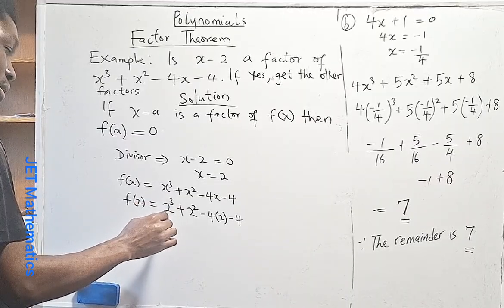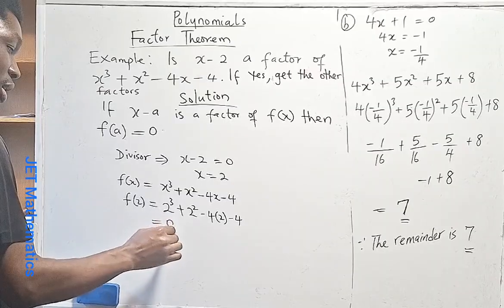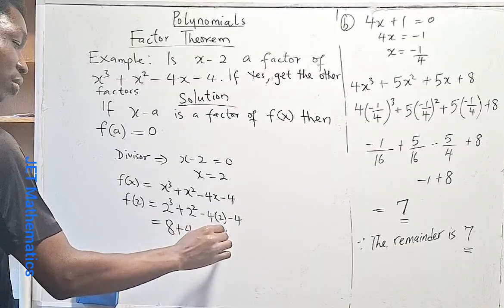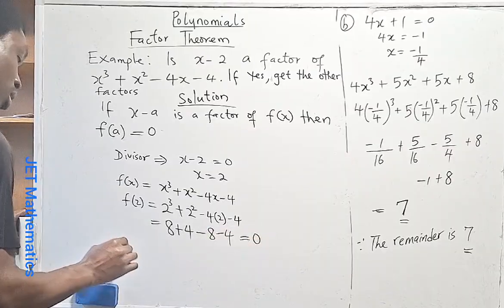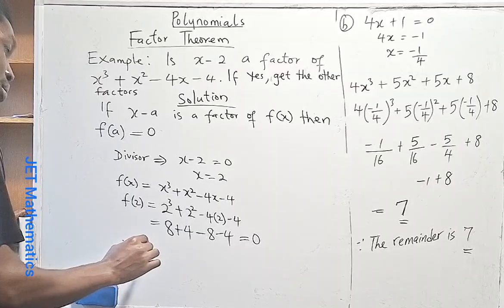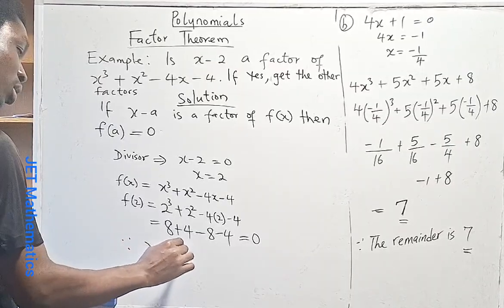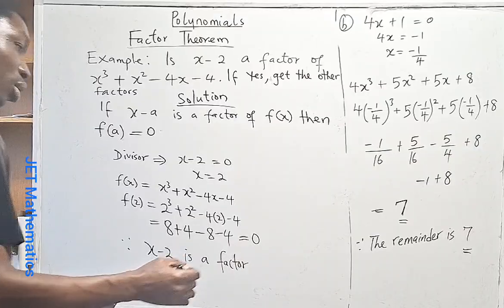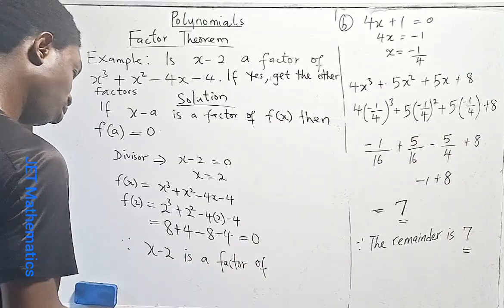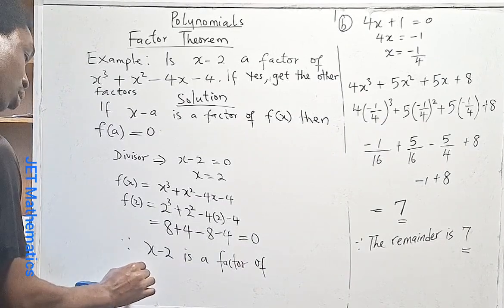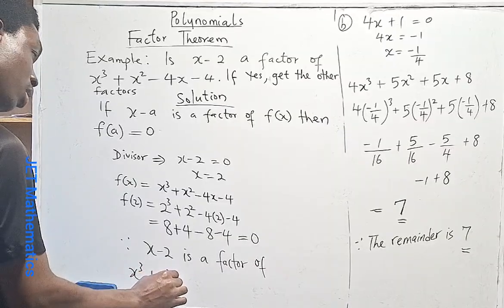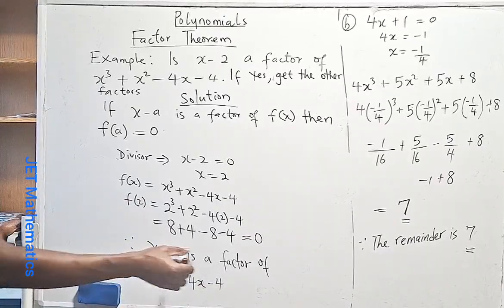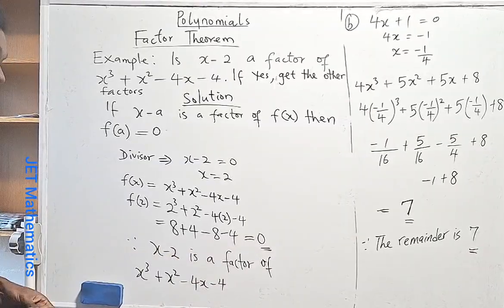That's equal to 8 plus 4 minus 8 minus 4. That's equal to 0. This implies, therefore, x minus 2 is a factor of x cubed plus x squared minus 4x minus 4. It's a factor because it leaves a remainder of 0. Okay?